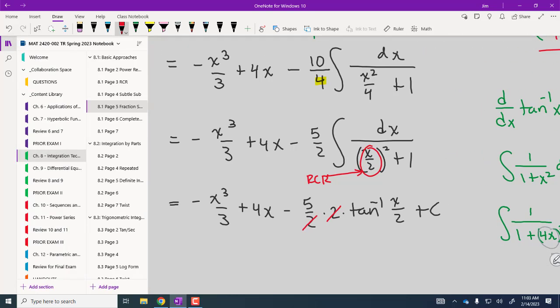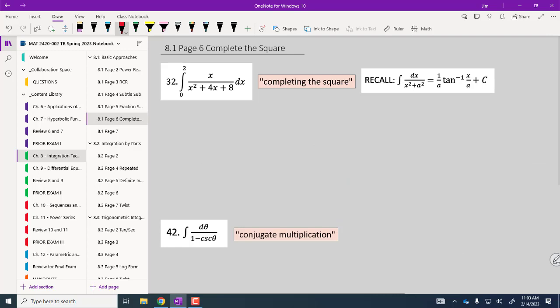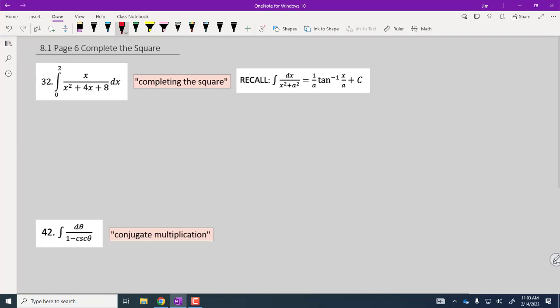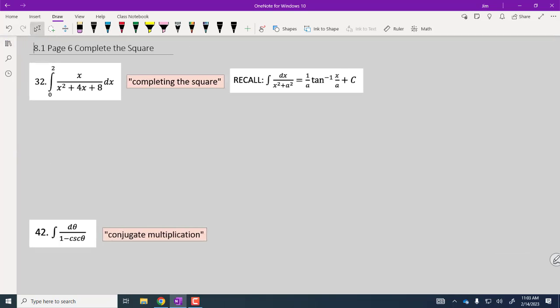Another algebra technique, near and dear to your heart, completing the square. So we get to do long division today. We get to complete the square. We tried to do synthetic division. Okay, so complete the square. Right? Things you blocked out of your mind, now you have to let them back in.